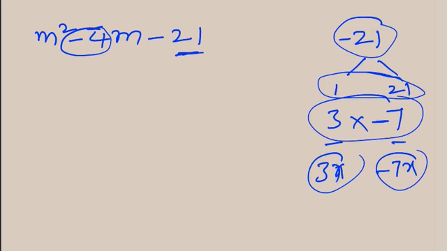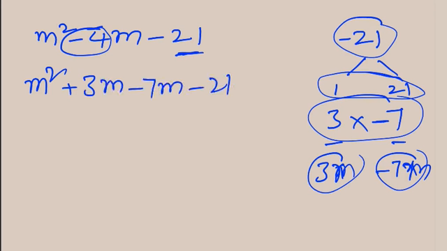Here m is there, so take m in the place of x. So write m square, then plus 3m minus 7m, minus 21. So minus 4m we can split like this: plus 3m minus 7m, that means minus 4m we are getting, there is no change.